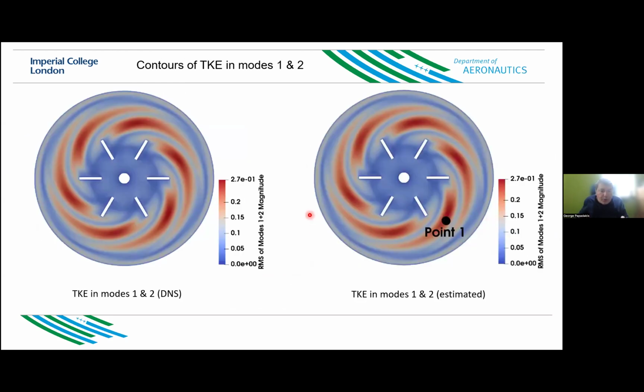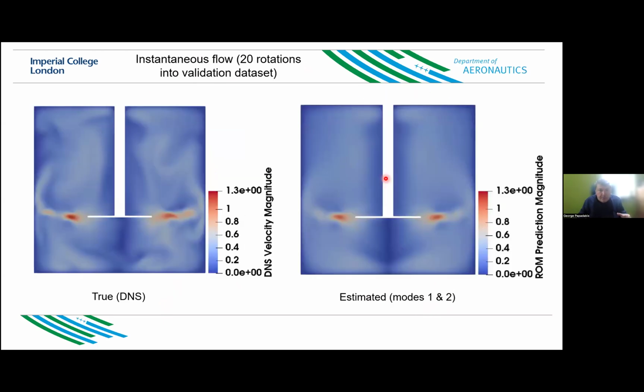If I now put together the contour plots of the TKE, the turbulent kinetic energy of modes 1 and 2, on the left I have the values from DNS. On the right, I have the estimated energy from modes 1 and 2, and you can see that it is almost indistinguishable. So the model has learned the physics, and it has done a very good job at extracting the temporal features of modes 1 and 2.